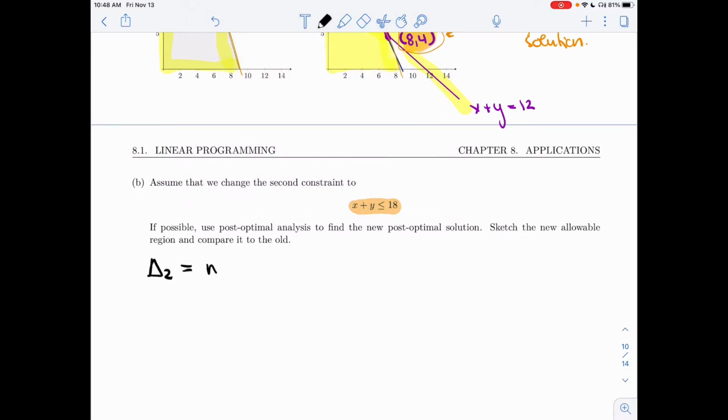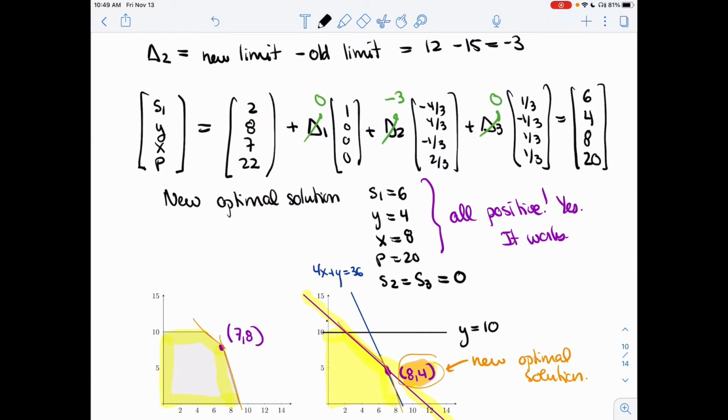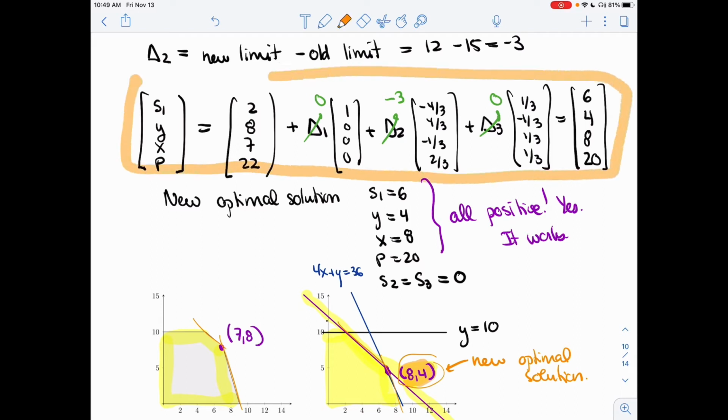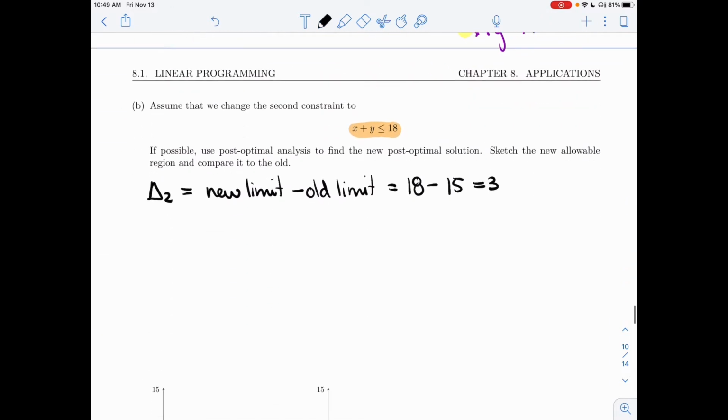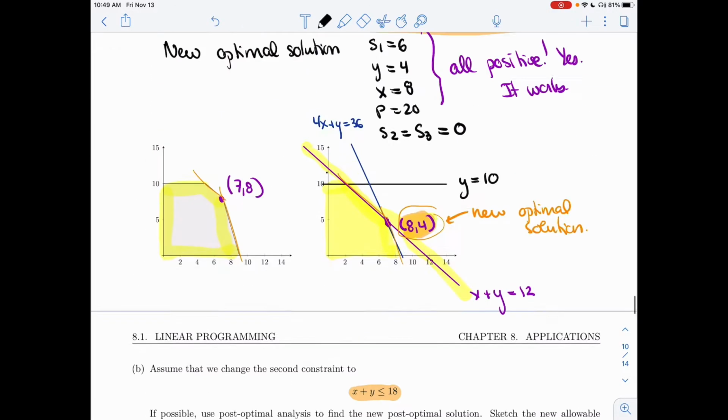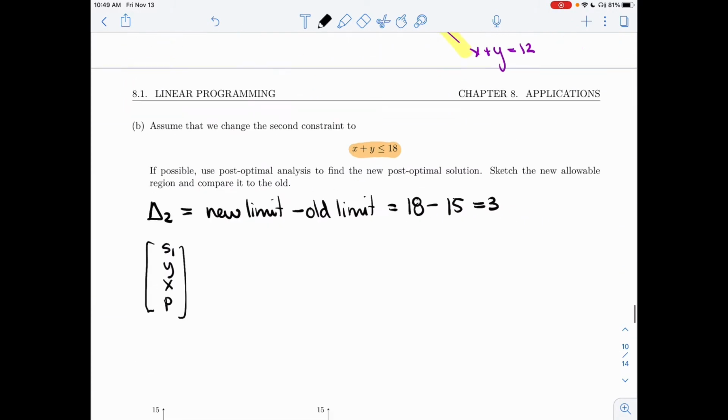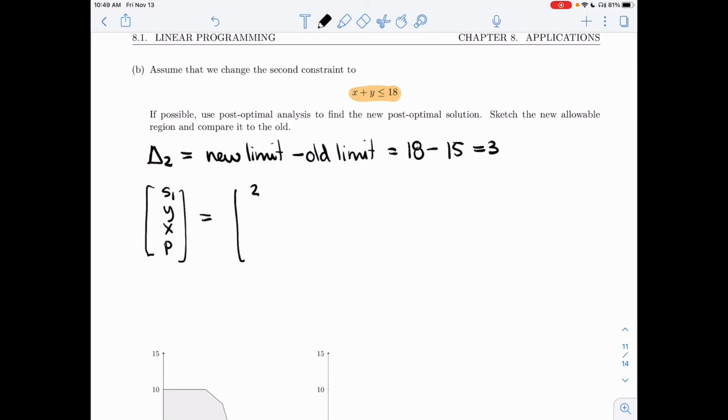So delta 2 is the new limit minus the old limit. And in this case, it's 18 minus 15, which is 3. All right, and then we're going to use exactly the same formula. Let me not write these parts because the deltas are 0 anyway, so it's a bit of a waste of time. So my variables were s1, y, x, p. 2, 8, 7, 22, that was my constant. That was my current optimal solution.